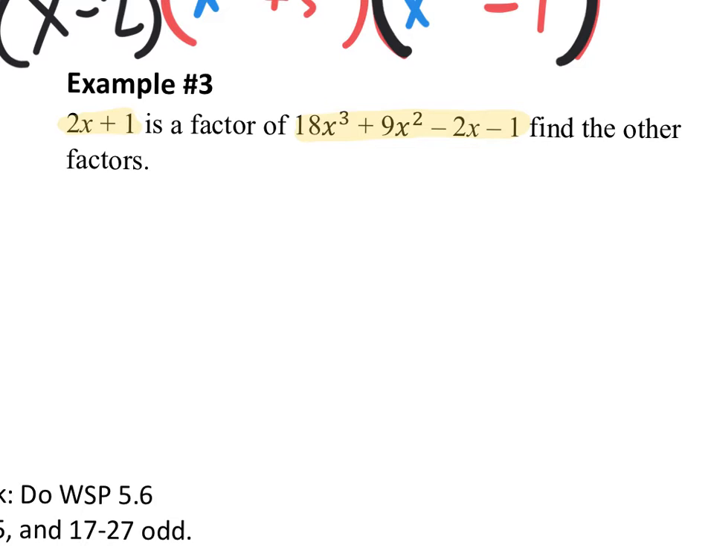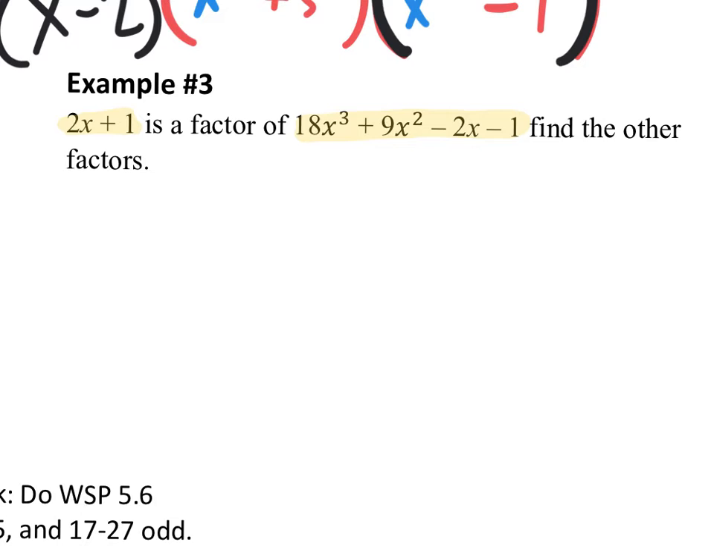So let's do that. Let's divide 18x to the third plus 9x squared minus 2x minus 1 by 2x plus 1. Now, I've always said in the past, if you are dividing a polynomial by a binomial that has an a value other than 1, to use long division, right? You guys remember that? I've always said use long division if you have an a value other than 1. Now, we're not going to do that this time. We're actually going to deal with it.